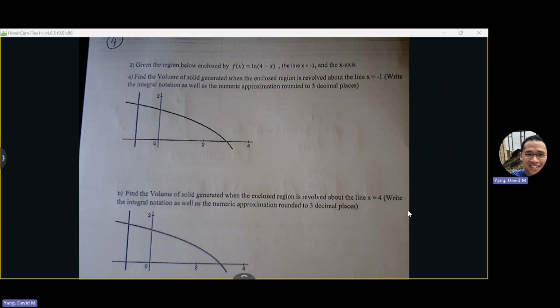All right, any questions? Page 3. Page 4.